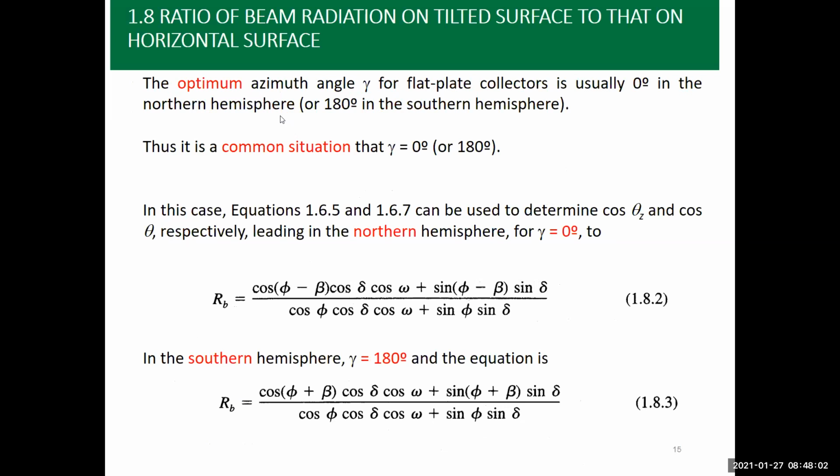The optimum azimuth angle for a flat plate collector is usually 0. If you have a flat plate collector which is not moving, what you would do basically is to orient it toward the south so that the gamma angle, or the azimuth angle, is equal to 0. If you are in the southern hemisphere, for example, if you are in Australia, then you are going to make it face north. If you are here in Saudi Arabia, you'll make it face south.